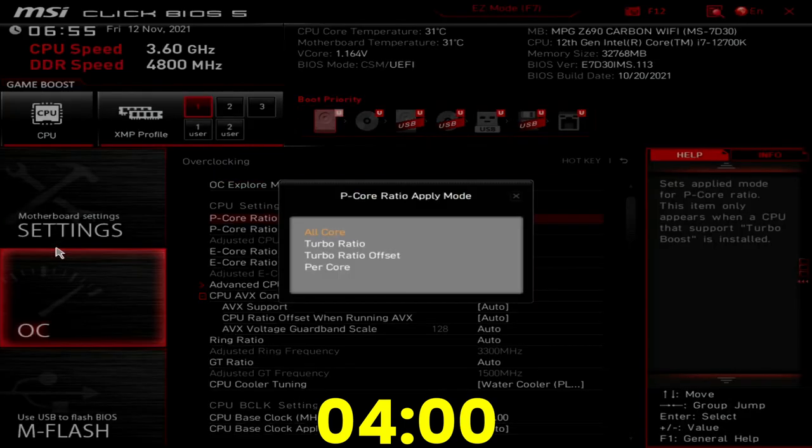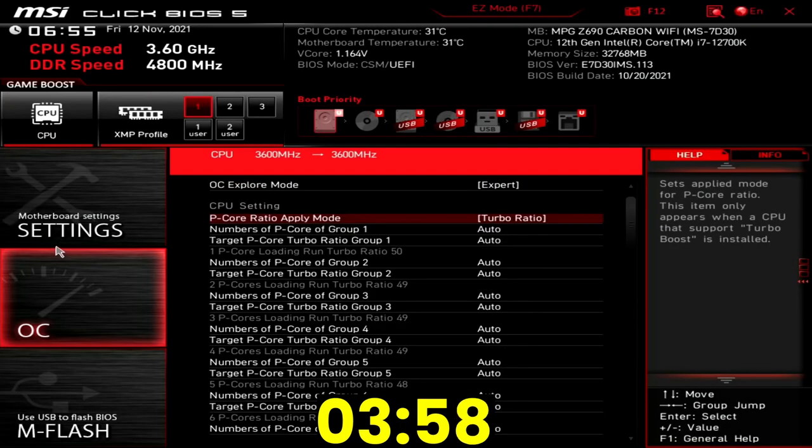Set P-Core Ratio Apply Mode to Turbo Ratio. This enables us to configure a dynamic P-Core overclock, which will maximize the performance in a variety of scenarios, ranging from lightly threaded workloads to heavy all-core workloads. In our configuration, we will run up to 3 active P-Cores at 5.4 GHz, up to 6 active P-Cores at 5.3 GHz, and up to 8 active P-Cores at 5.1 GHz.